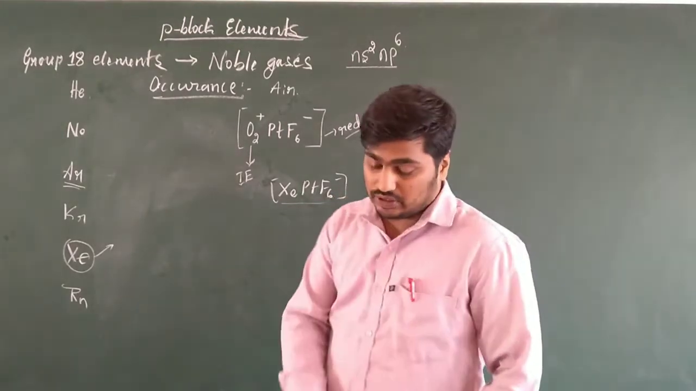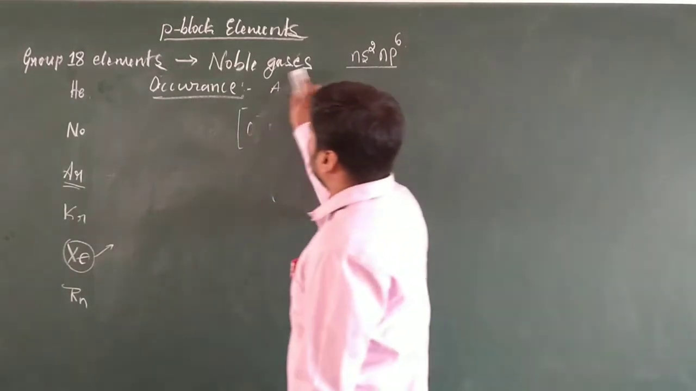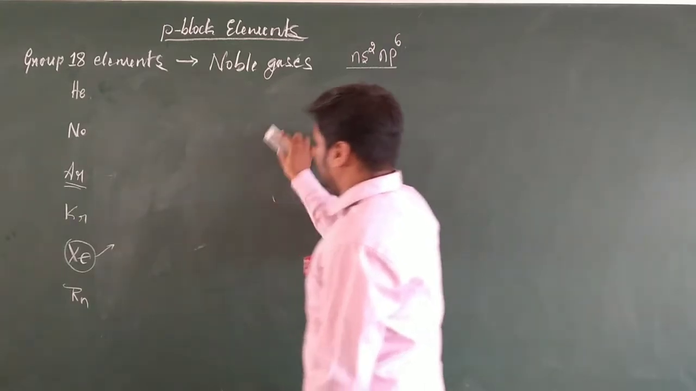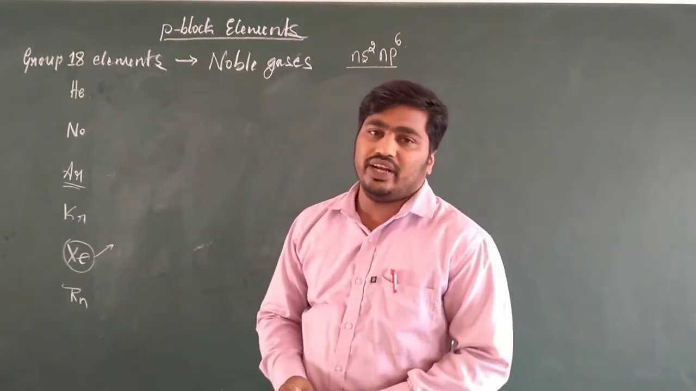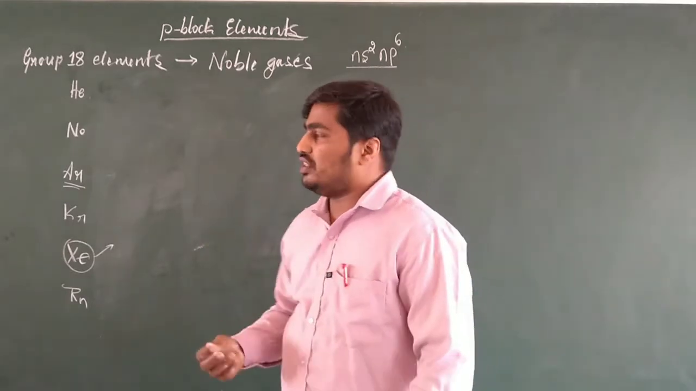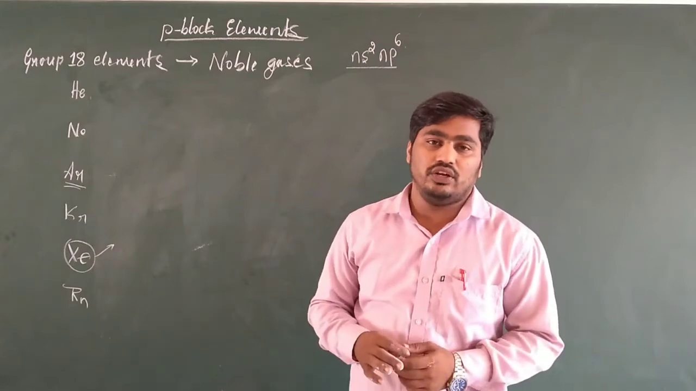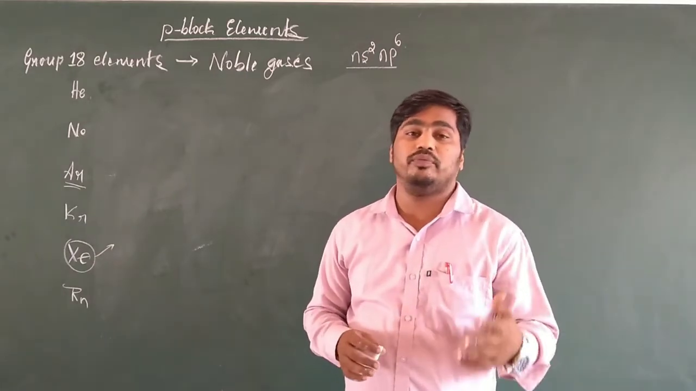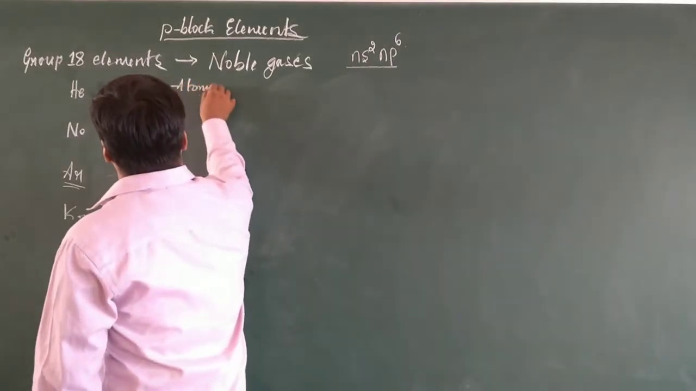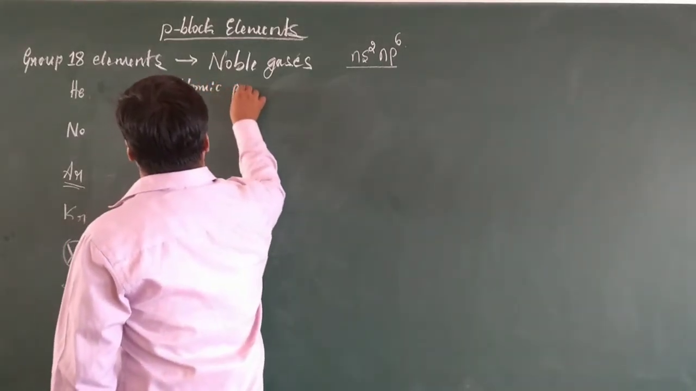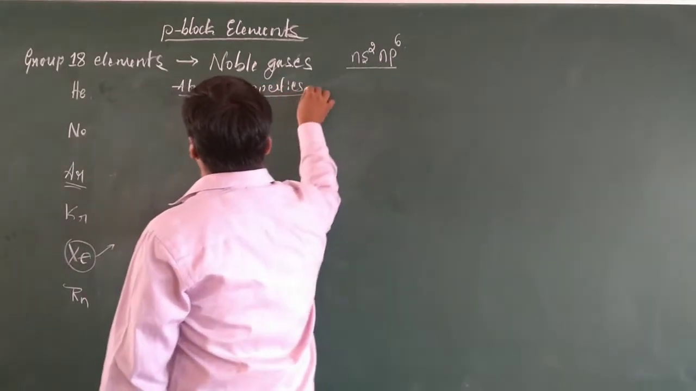Let us discuss the general properties of noble gases. What are the general properties of noble gases? Occurrence is also one of the general properties. The atomic radii, ionization enthalpy, and how these properties vary in noble gases, or better to call them the atomic properties of noble gases.